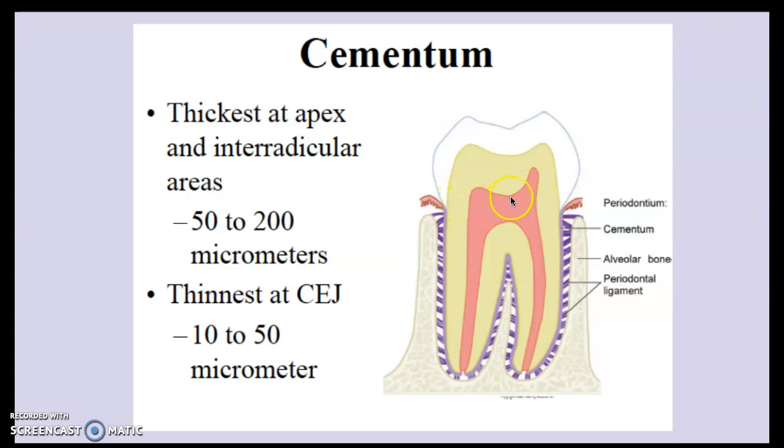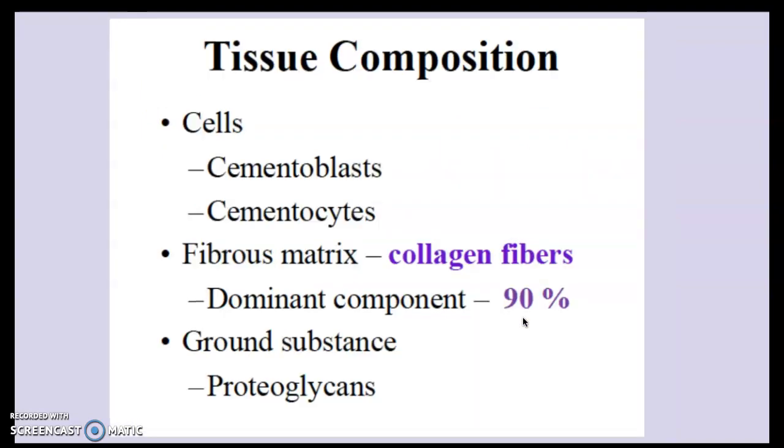And our goal, whenever we use those instruments, is that we don't want to scrape off the cementum. That's not what we want to do. And it's thinnest at the CEJ, so hopefully you're not getting a lot of cementum, and you wouldn't have to go down to the interradicular areas. If you do, that patient has an issue. So we don't have to worry about removing cementum from there because we don't even scale down there.